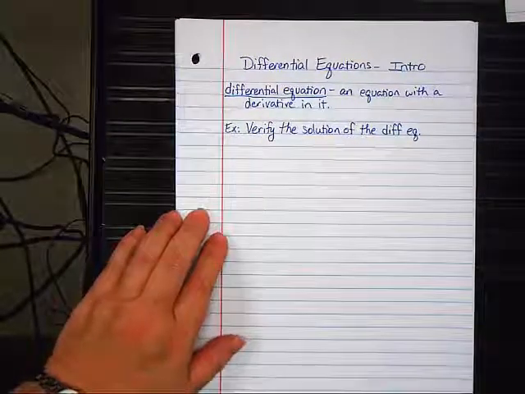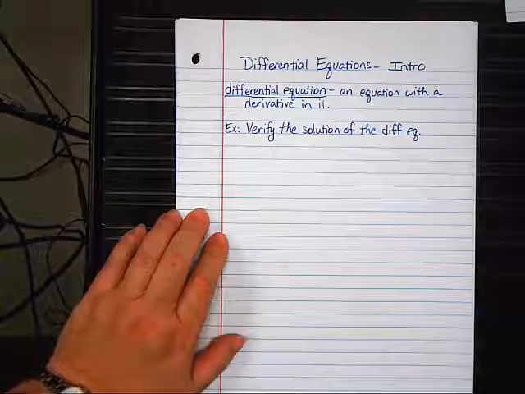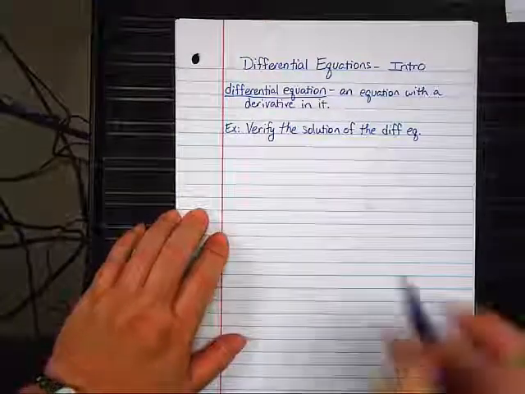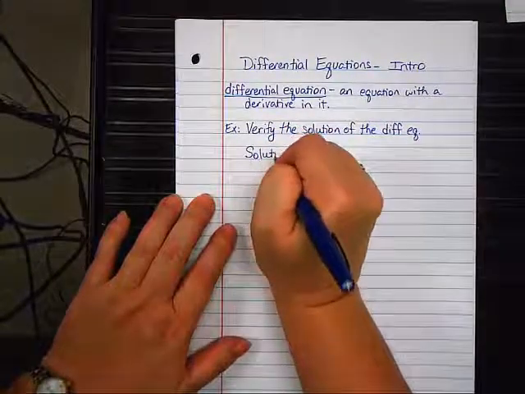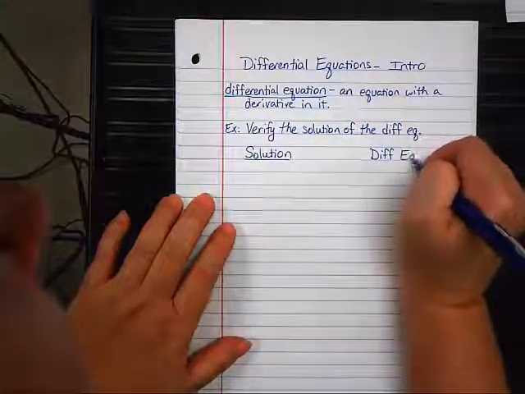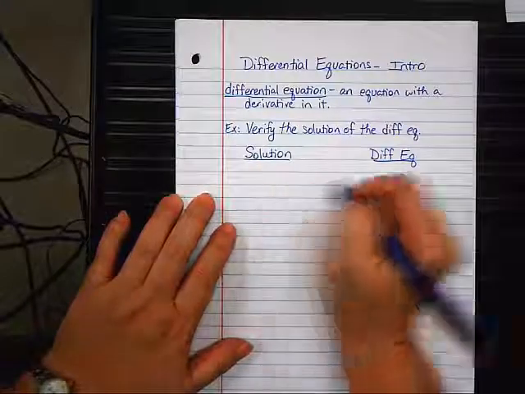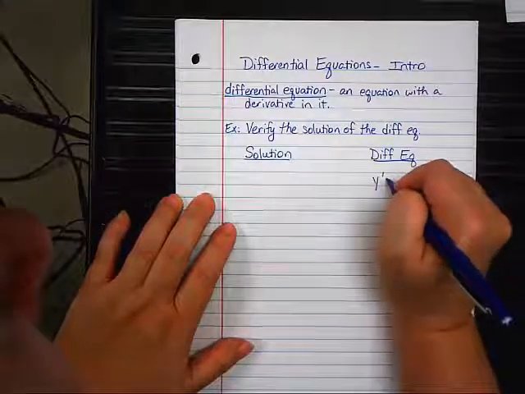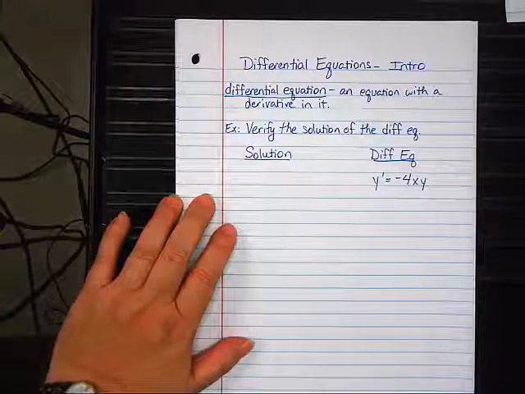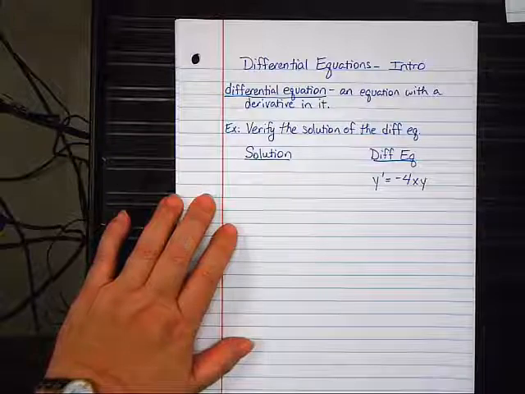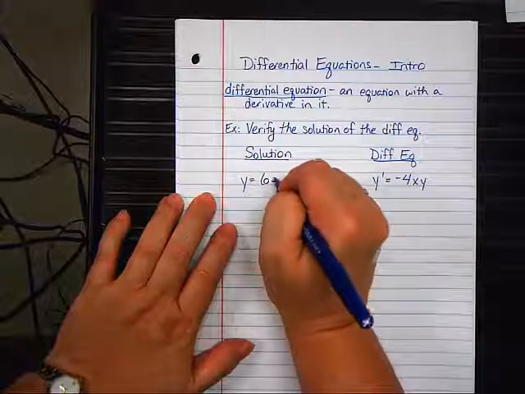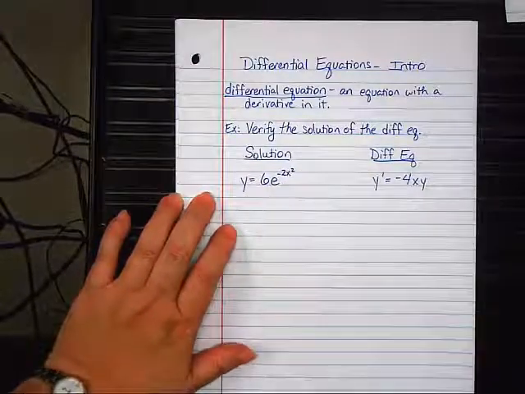Now, this is going to take it to a different level. I'm going to give you a solution and a differential equation. You're going to have no idea how they got that solution, but you can still verify it. So, write this down. You're going to put solution here and diff-EQ over here. The diff-EQ is y prime equals negative 4xy. That's the derivative or the differential equation. Okay? The solution they got was y equals 6e to the negative 2x squared.